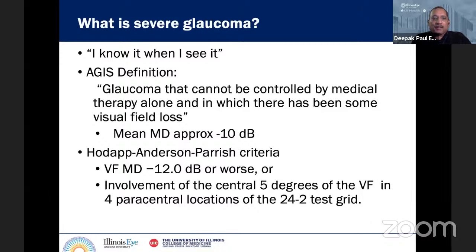So we don't really use this definition often, but more commonly use the definition created by Hodapp, Parrish, and Anderson, where the global loss of visual field is greater than minus 12 decibels, or a field that involves 5 degrees of the central visual field in 4 paracentral locations in the 24-2 grid. And I'll show you some examples of that.